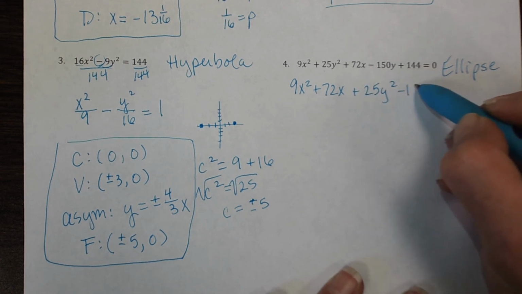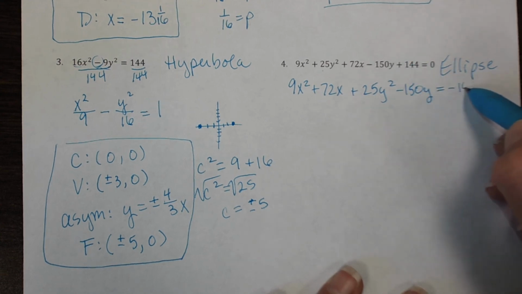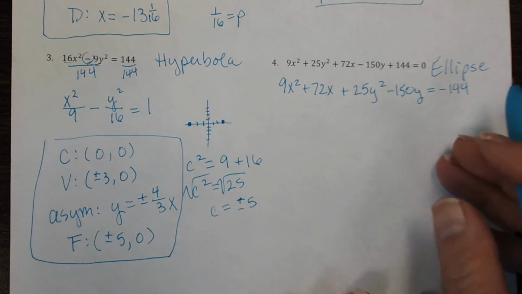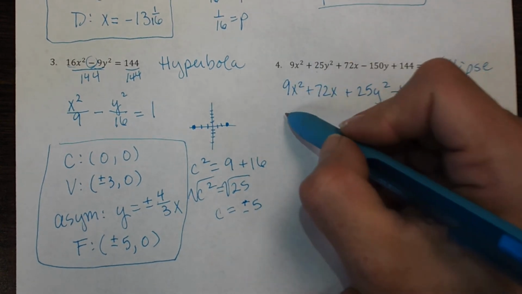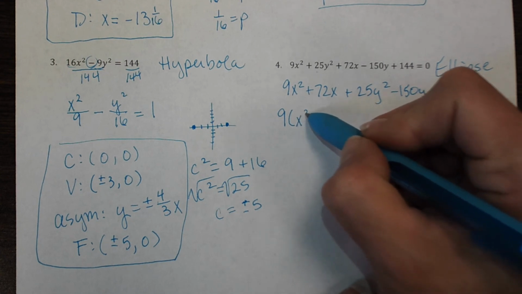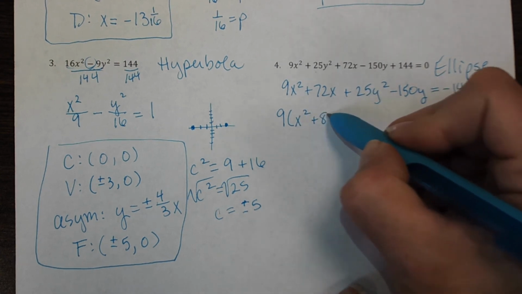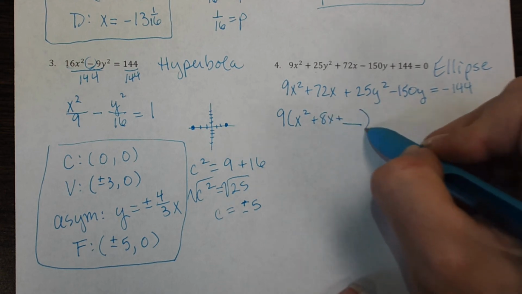So again, just starting first by grouping, and then I'm also going to move that 144 over to the right. All right, so now we factor out a GCF, so we have 9, and then we're going to go ahead and give ourselves a plus blank here. So we have x squared plus 8x plus blank.